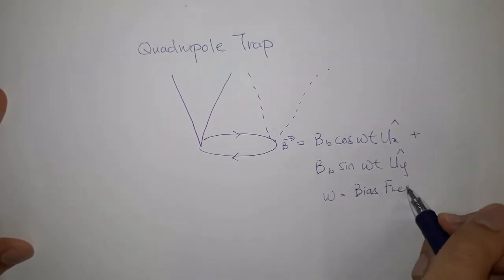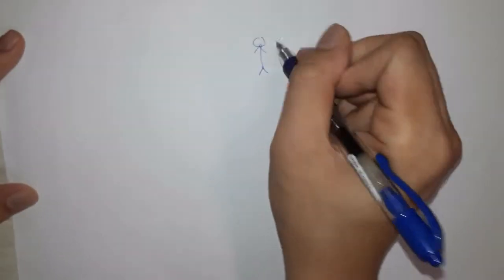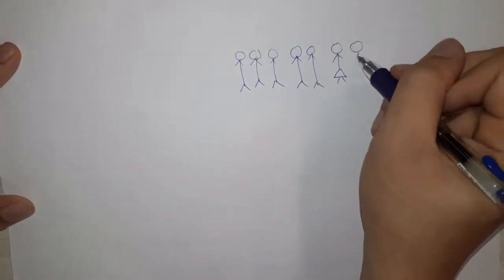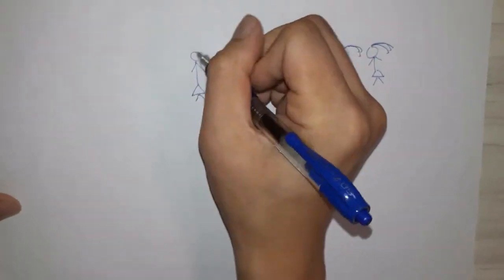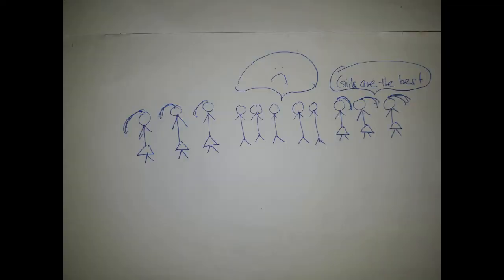Now this omega term that appears is called the bias frequency, and not all omega values are eligible. The bias frequency should be higher than the oscillation frequency of the trapped particles in order to take effect. It's just like when you have 6 girls over 5 boys, then the girls will be the majority and be dominant.